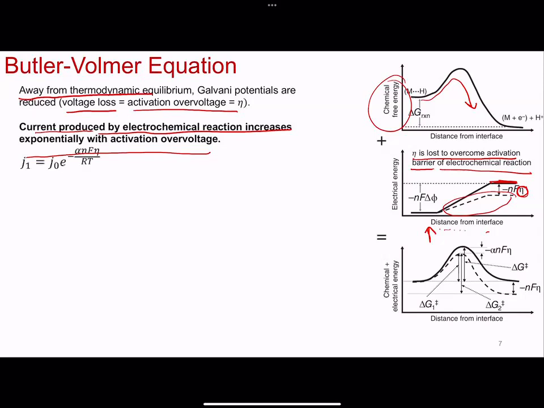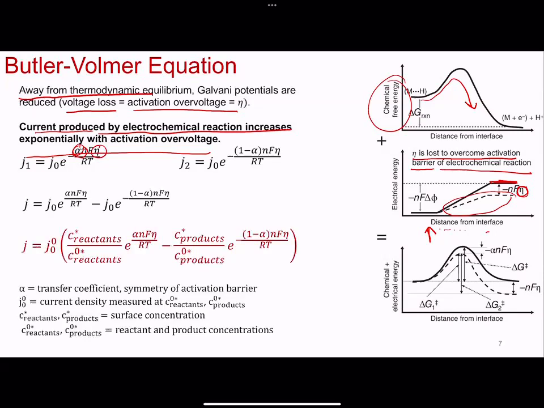Okay. And that could be due to, honestly, a number of things. It could just be due to materials design. It could be just inefficiencies in your catalyst. But now what we do is we take the same current density and we scale it by this alpha and this eta. So the alpha is the transfer coefficient, and it's the symmetry of the activation energy.